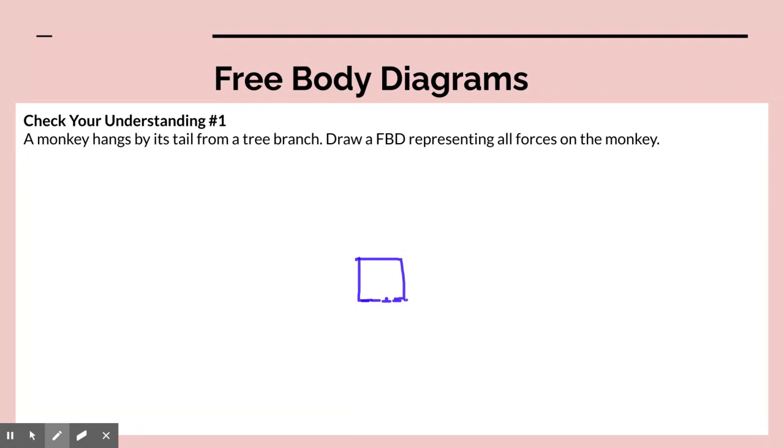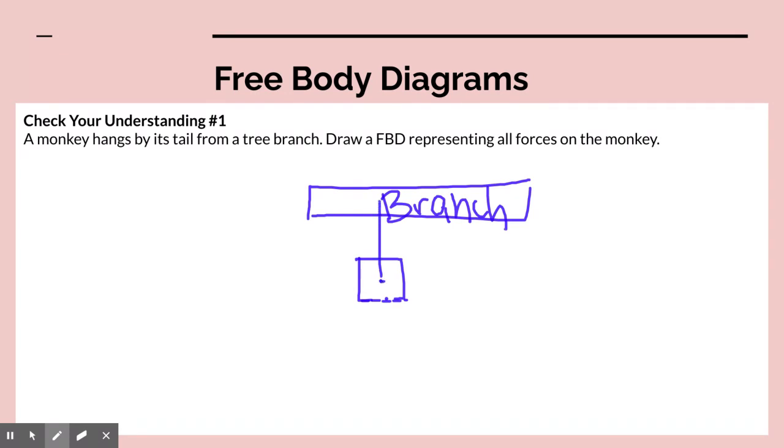So, a monkey hangs by its tail on a tree branch. More or less, if the box is our monkey, and this is the tree branch, now it doesn't really explain exactly how it is grabbing onto this tree branch, but for the most part, we can say this. Actually, I'm going to draw that a different color. That's the tail of the monkey. So we've got a couple things going on here. We've got gravity. So we've got our force of gravity here.